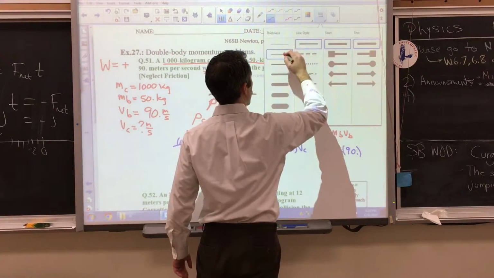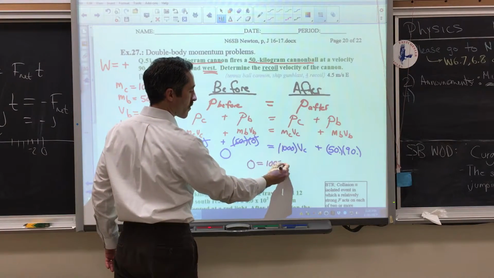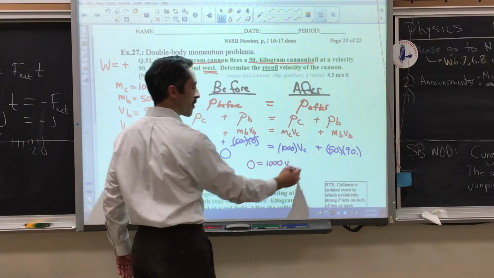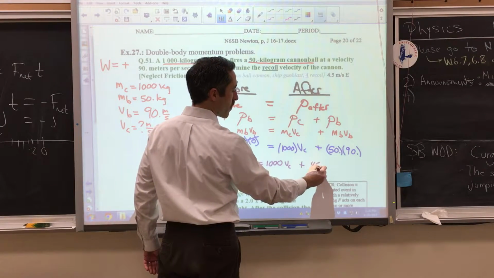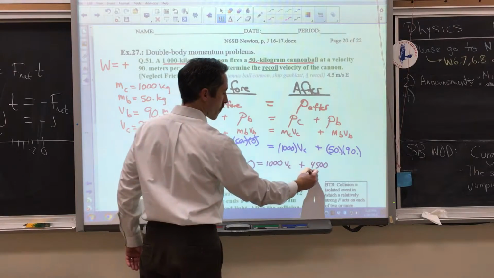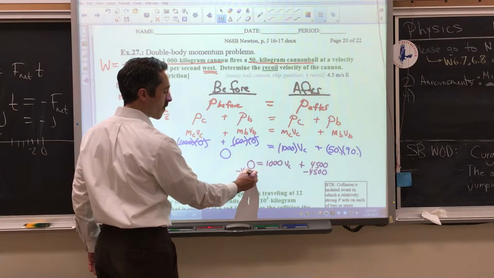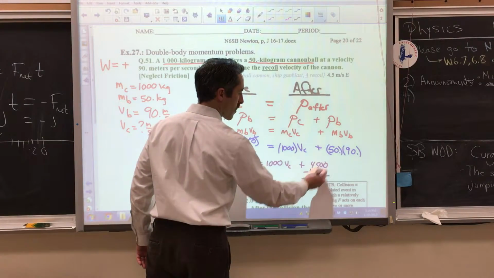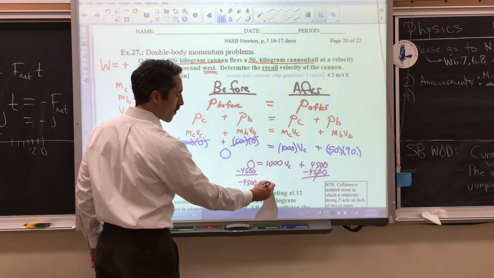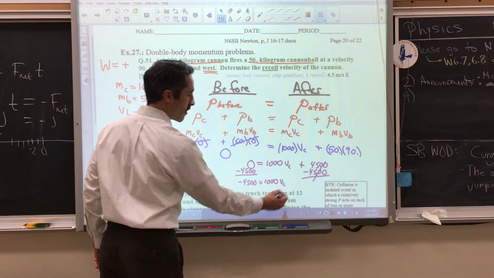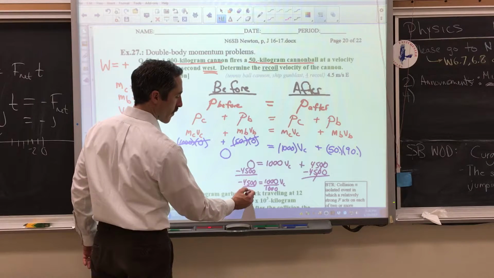Okay, so now it's just a basic algebra problem. So, just be careful with what you do. 0 equals 1,000 times the velocity of the cannon after, plus 50 times 90, that's 4,500. Subtract 4,500 from both sides. This is why we needed that 0 over here to remind us to do this. That comes out to nothing. Negative 4,500 equals 1,000 VC. To finish the problem, divide both sides by 1,000.